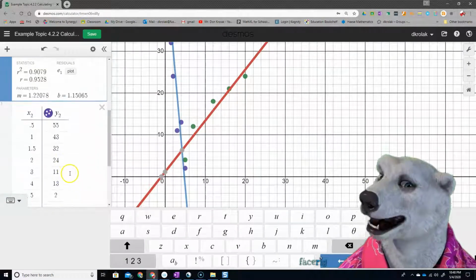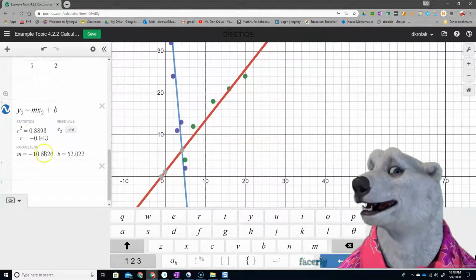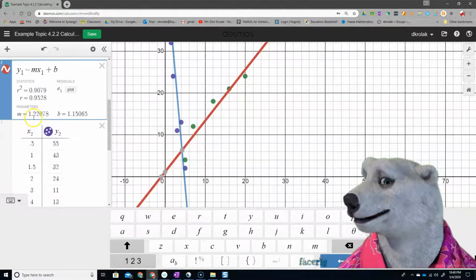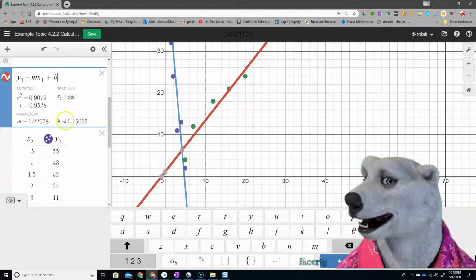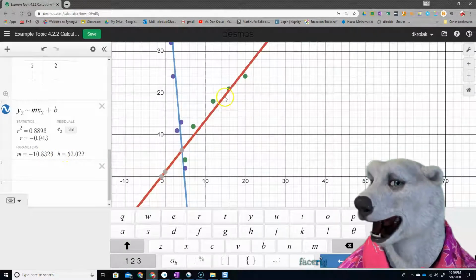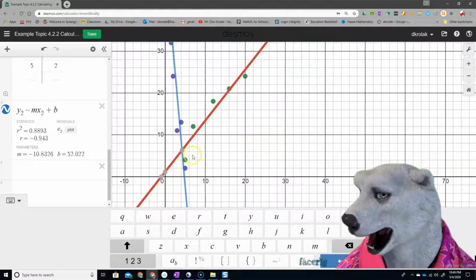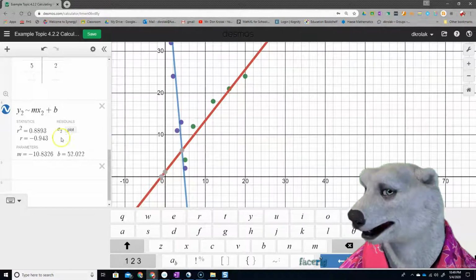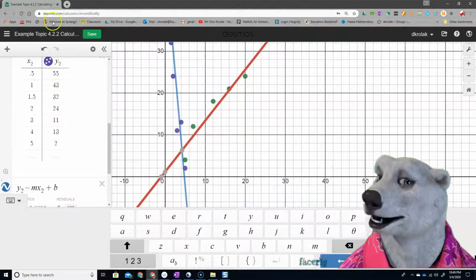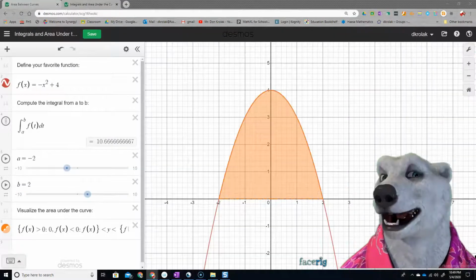Okay, and then I just added a second table of data, and I did the same thing. It gives me my slope, my y-intercept. You can see we got a positive correlation for the first table and a negative correlation for the second table. So that's where I got that data that I pasted in there. Okay, boys, you can take that away.